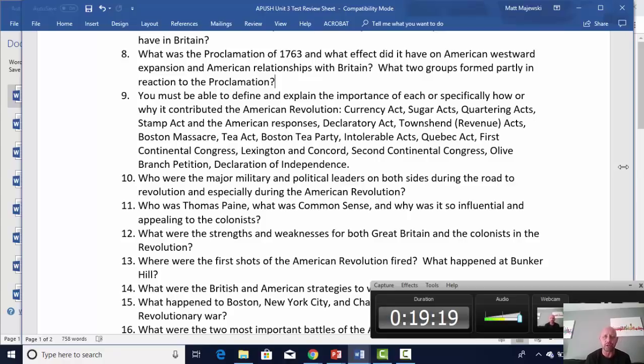What were the strengths and weaknesses for both Great Britain and the colonists in the Revolution? First, Britain. Their strengths are they have a professional army. They have a large army. They've got the Indians on their side. They've got some slaves on their side. They control the seas. They have the Navy that controls the seas as well. And so they control the coastline.